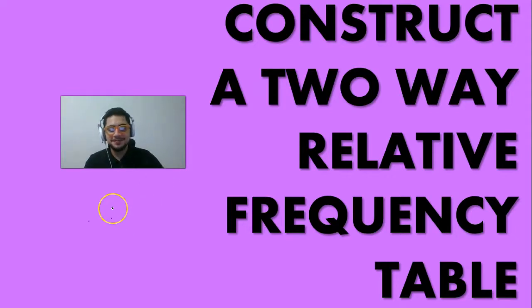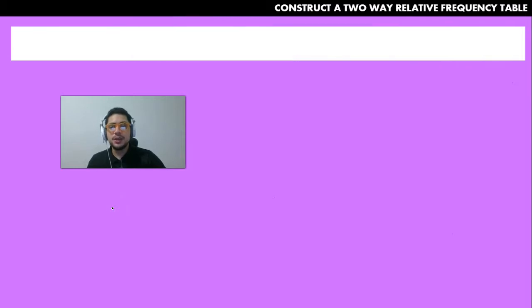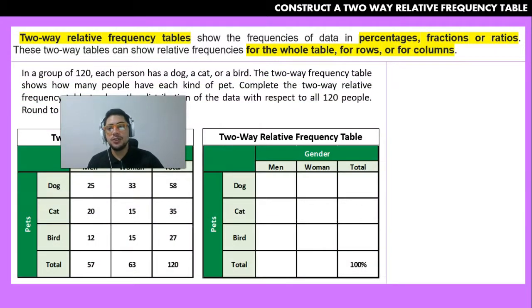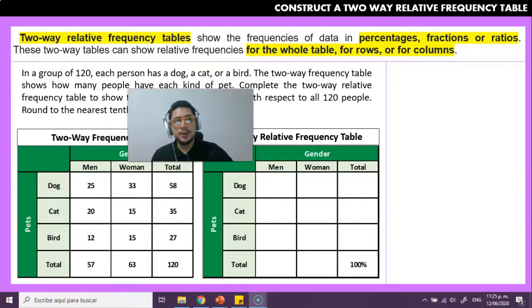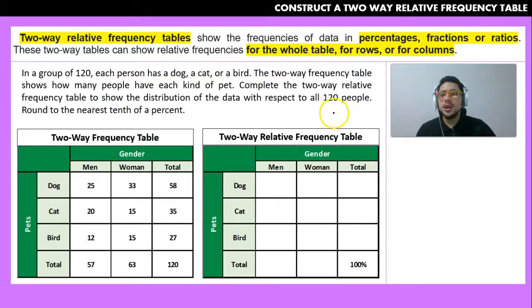So let's begin. So guys, the first thing we're going to be taking a look at is the definition of a two-way relative frequency table before we continue with the problem. So the two-way relative frequency table shows the frequencies of a data in percentages, fractions, or ratios. These two-way frequency tables can show relative frequencies for the whole table, right? Or it can just be done for the rows or the columns, depending on how you want to analyze the two-way frequency table, right?